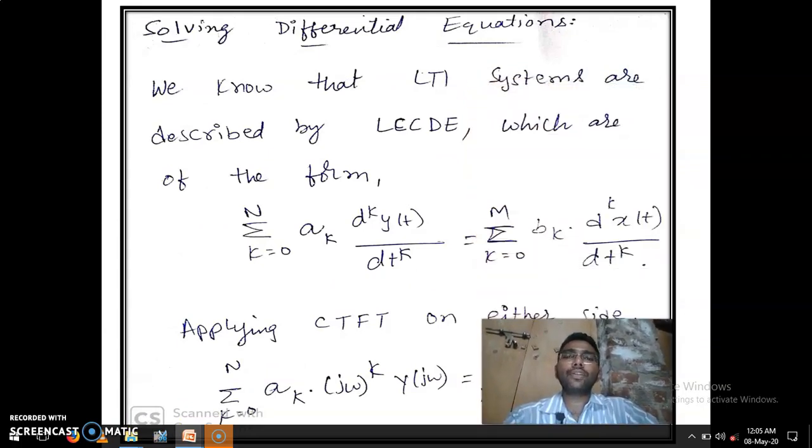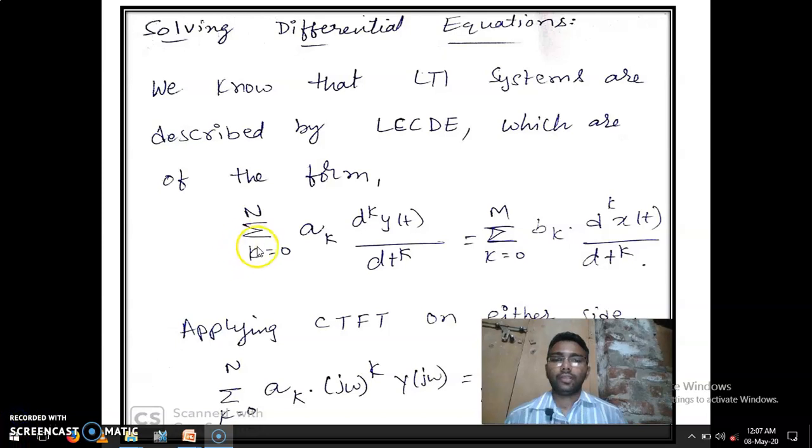So how do we solve differential equations using the Fourier transform? In another way, how do we analyze LTI systems which are described by linear constant coefficient differential equations? All linear constant coefficient differential equations may not represent an LTI system, but all LTI systems are represented by linear constant coefficient differential equations. The general form is given by summation of k equal to 0 to N ak d power k y of t by dt power k is equal to summation of k equal to 0 to capital M bk into d power k x of t by dt power k, where ak and bk are constants and generally N is greater than M.